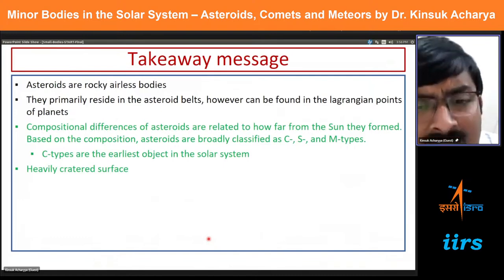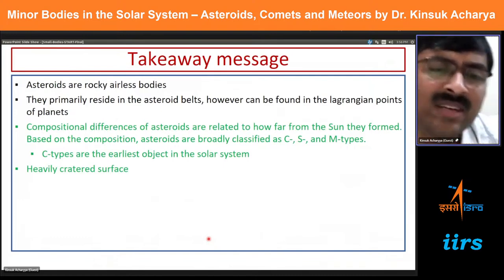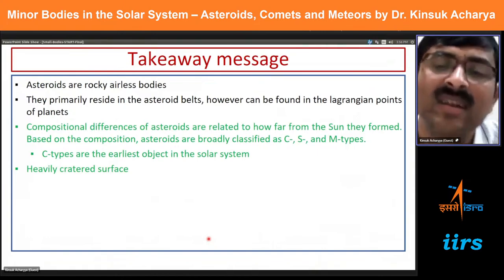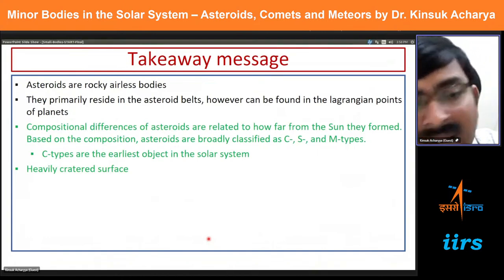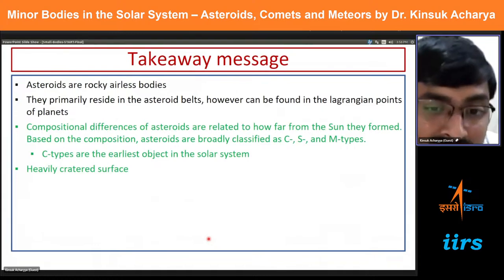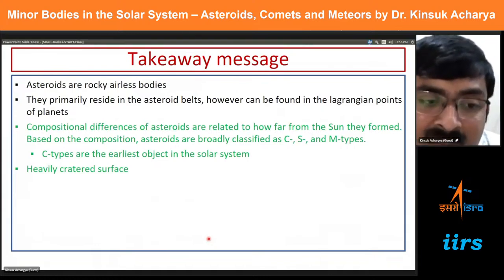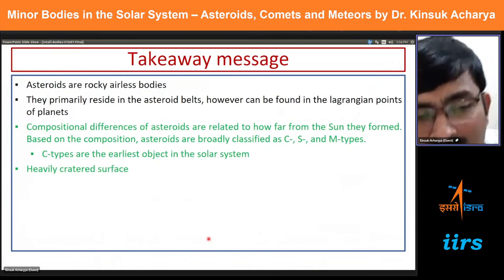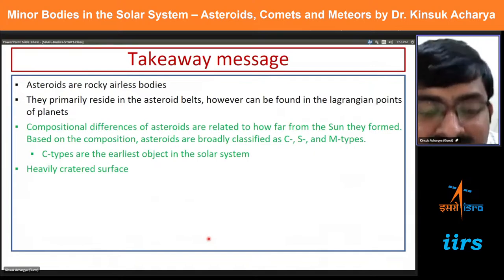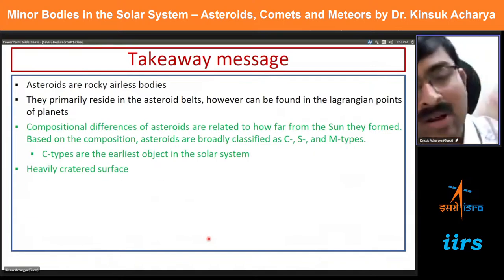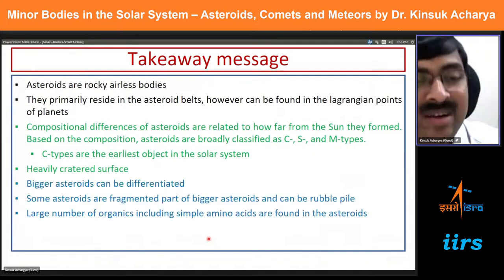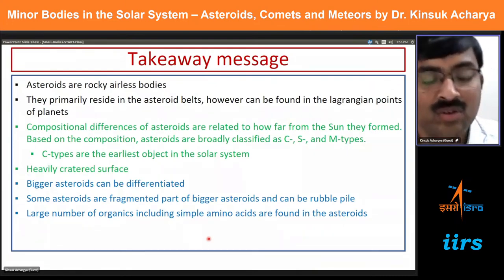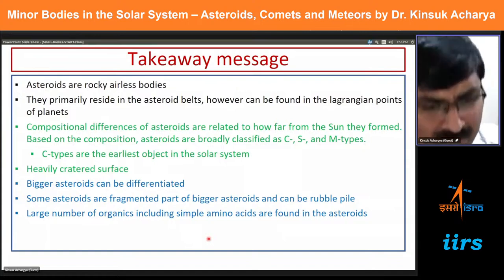In terms of composition, the compositions of these asteroids are related to how far from the sun they formed, and they can be classified as C, S, and M types. C types are the earliest objects in the solar system, basically chondritic type. Whatever asteroids we have studied have heavily cratered surfaces. That means a lot of smaller asteroids, micrometeorites and meteorites land on these asteroids and crater them, making a lot of impacts.